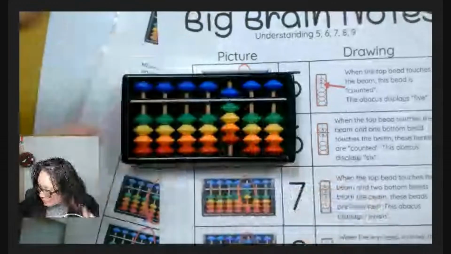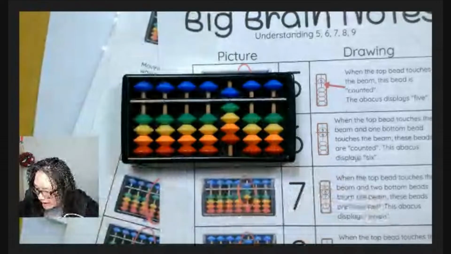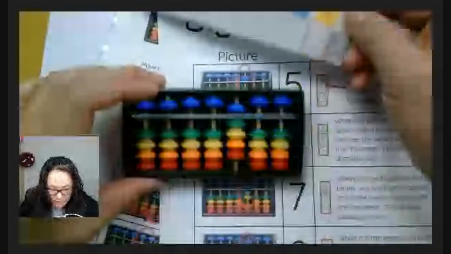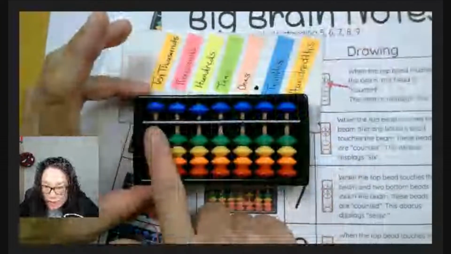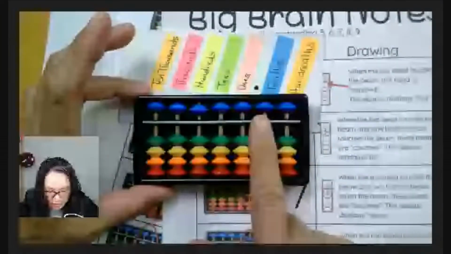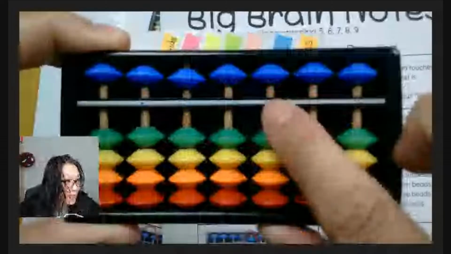What we're doing is learning how to read the abacus. So here is another way to read the abacus, just so you know. When I have it in my place values, this is what I do. I have my ones, my tens, my hundreds, my thousands, my 10,000. This is my ones. How do I know this is my ones? Because I have my indicator here. Here's my label. This label tells me that this is the ones.